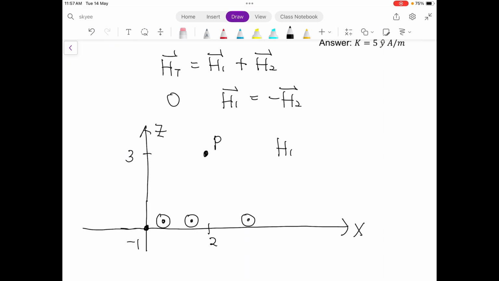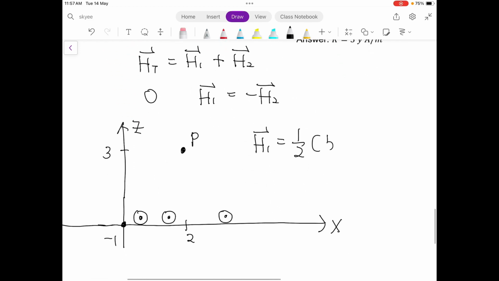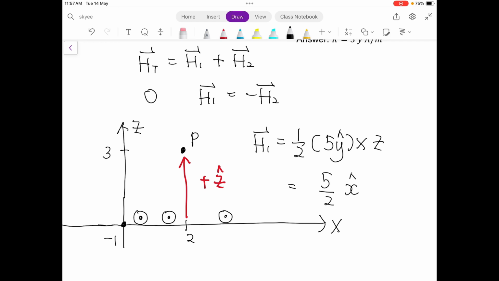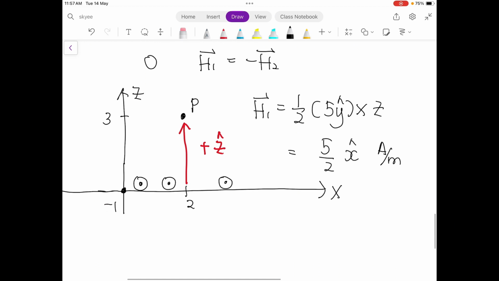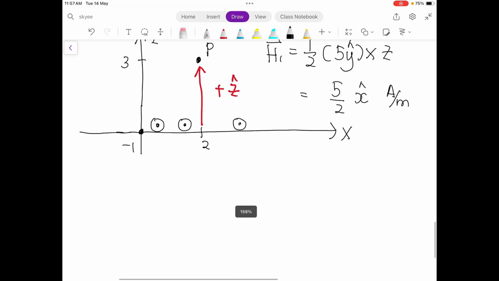So your H1 would be 1 over 2, multiplied with the 5y, this is your surface current density, cross product with the unit vector n, which is a positive z. So it is 5 over 2 yz, you get x. This is your H1. When you get your H1, it means that you know what is your H2. The H2 should be negative 5 over 2 x, to make the total to be 0.